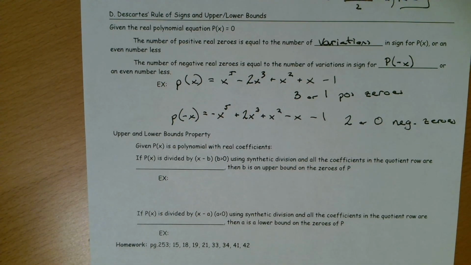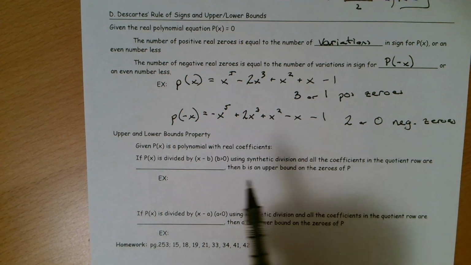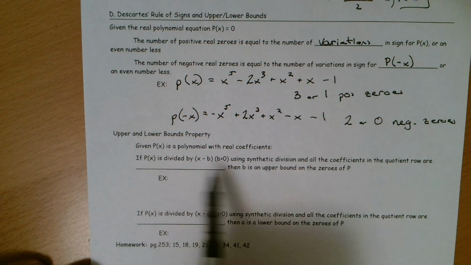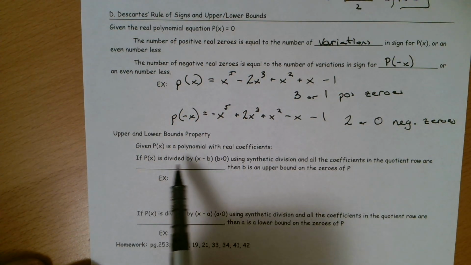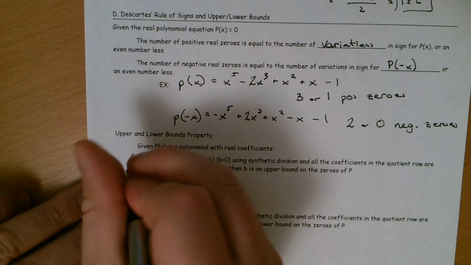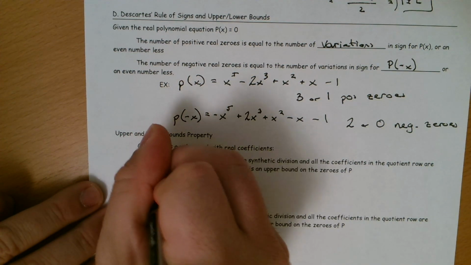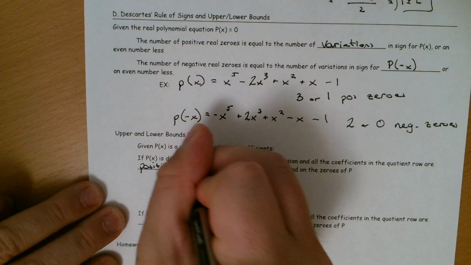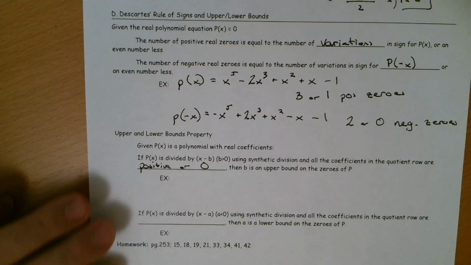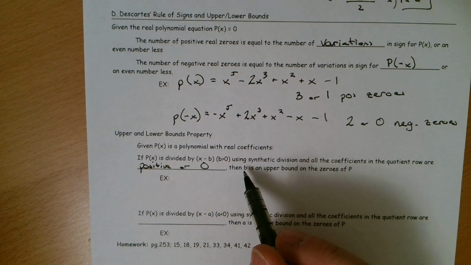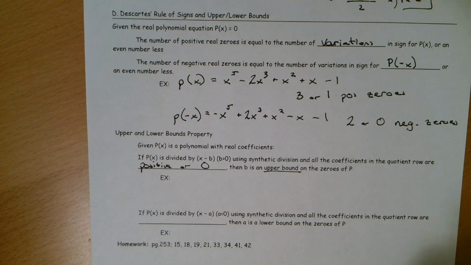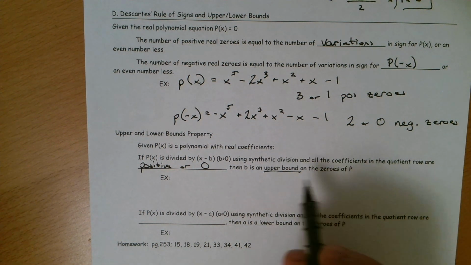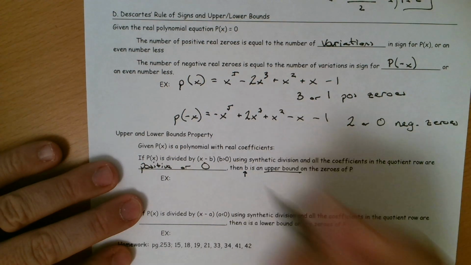Okay, let's talk a little bit about upper and lower bounds. So what this is saying is basically, I'll just make it really easy to understand, if you do synthetic division and in your quotient row you get all positive or 0, then whatever number you did with synthetic division is an upper bound, meaning there are no zeros bigger than whatever you did synthetic division with.